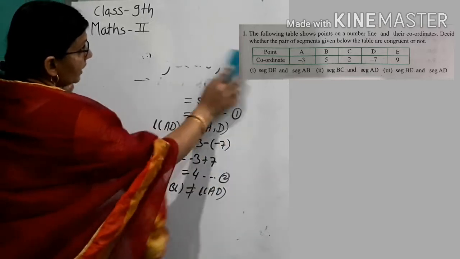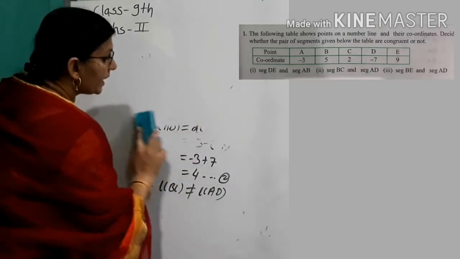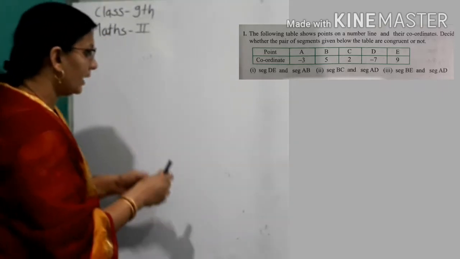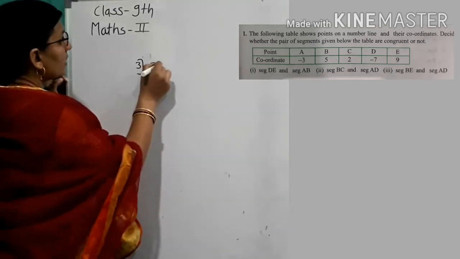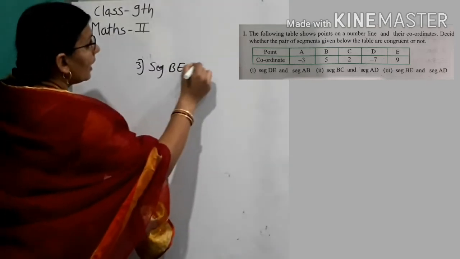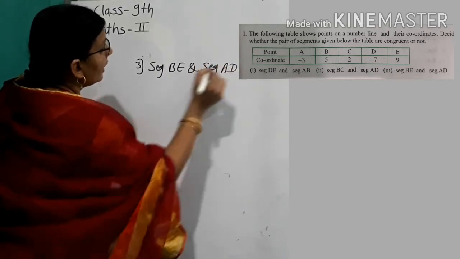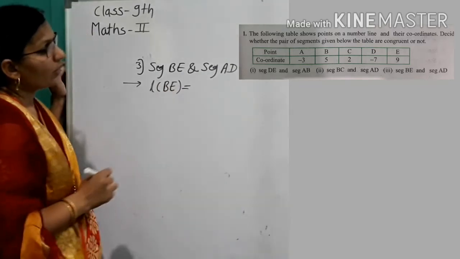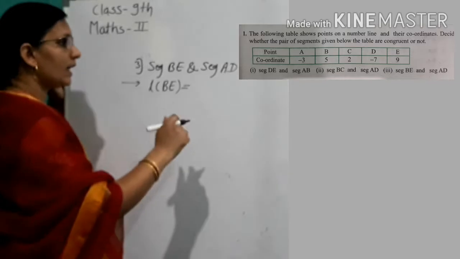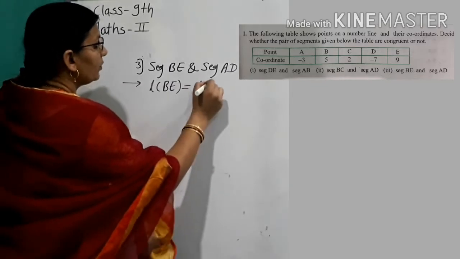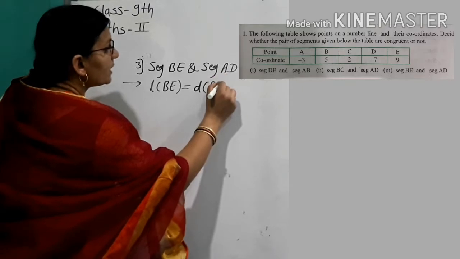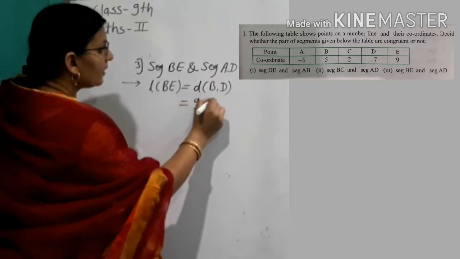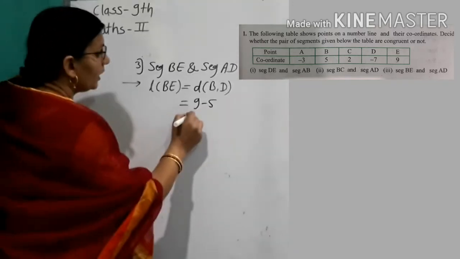Then, example number third. The third pair given is segment BE and segment AD. First, find out the length of BE. Coordinate of B is 5, coordinate of E is 9. 9 is greater than 5. Therefore, length of BE means the distance between point B and E. Therefore, 9 minus 5 equals 4.